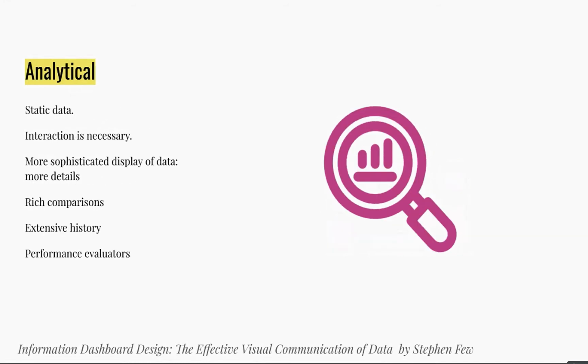Next one is analytical. Again, static data. Here, the author suggests that for an analytical dashboard, you really want to have some interaction. You want to be able to drill down and get to the heart of why the bar is trending down and so forth. You want to have a lot of details. You need to have a lot of comparisons, a good amount of history so that they can see everything that's going on in great detail. And you want to have some nice performance evaluators, things that can really look at the data and give you the answer to a question that you have.